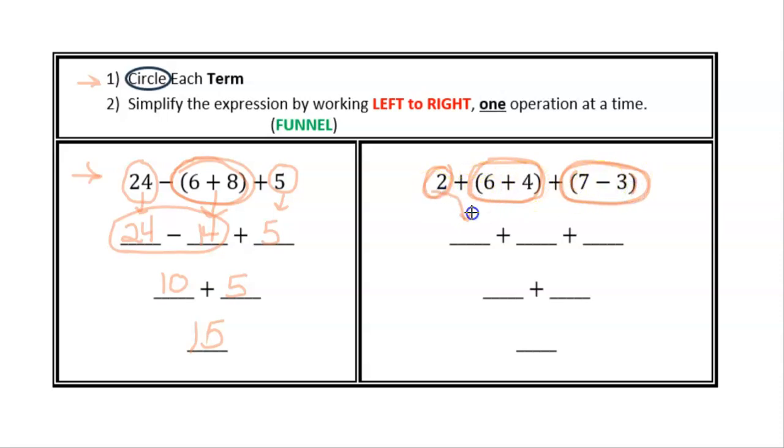This one, ready to go, nothing to do. The 6 plus 4 has to be put into a simpler form, which is just 10. Replace it with its number 10. And the 7 minus 3 is just 4. Then you just work left to right. 2 plus 10, 12. Bring down your plus 4. Don't do it all at once. I know you can, but just wait. One at a time. And then 12 plus 4 is 16, and you're done.